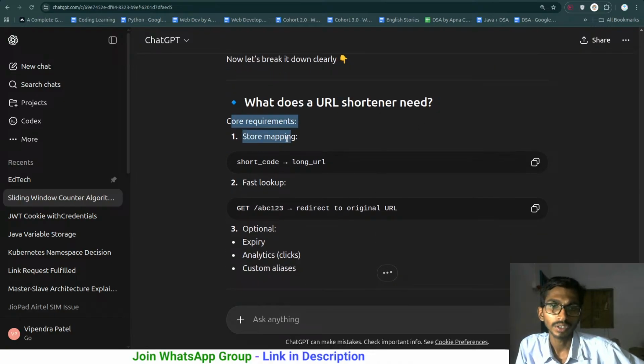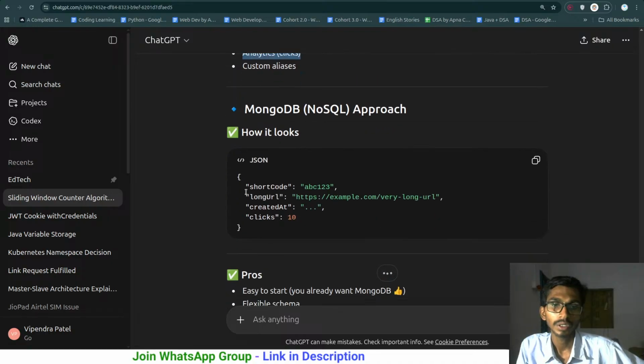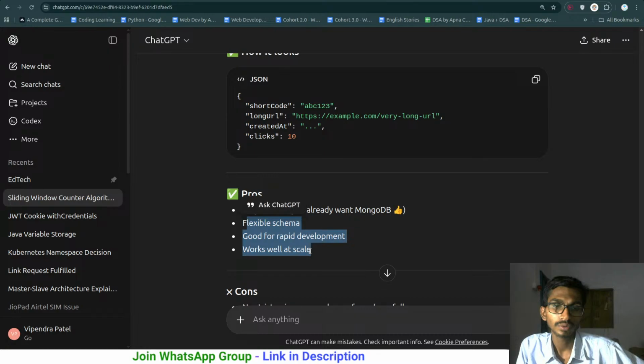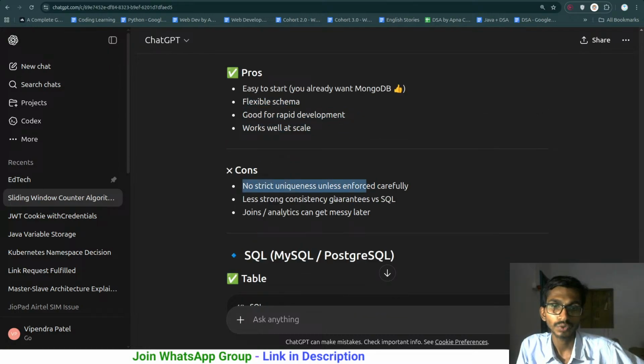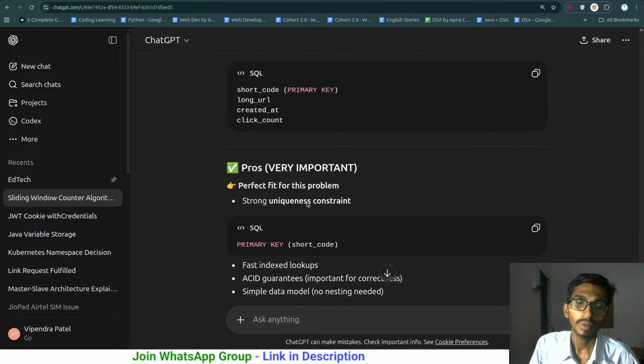Core requirements: store the mapping, so the short URL should equal this long URL. Fast lookup, and optionally expiry. With MongoDB, yes, you can have it like this. It is easy to start with, but there is no strict uniqueness, less strong consistency, and joins and lists get messy. Ultimately you can use any database for that sake, but SQL is a bit better.